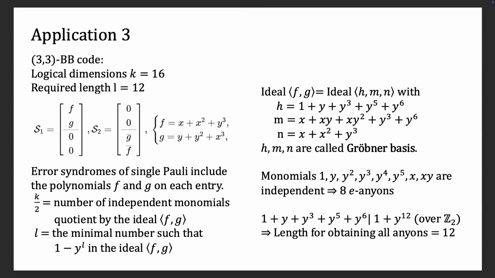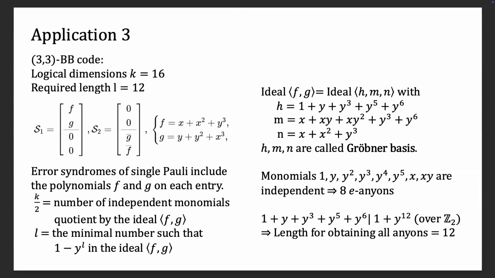First, the polynomials of that model are x plus x squared plus y cubed, and y plus y squared plus x cubed. These S1 and S2 correspond to the stabilizers of this BB code. When we apply each Pauli, the Pauli will excite S1 either on the F or G. So the polynomial corresponding to F and G will give you the trivial anyon. The non-trivial anyons become the polynomial ring quotient by the ideal generated by F and G. So we want to know all possible polynomials, and how many of them are non-equivalent under these two polynomials F and G.